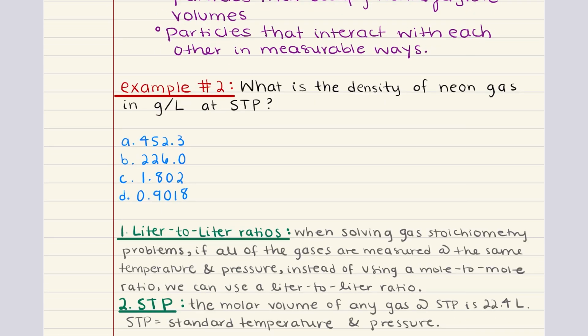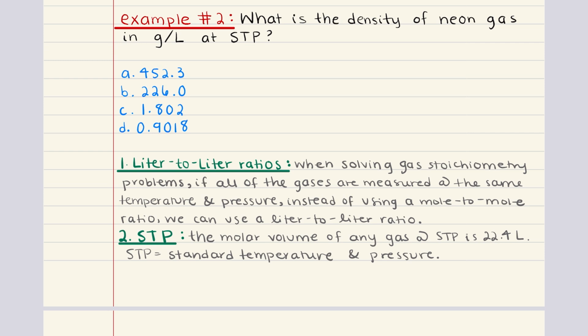Let's move on to problem 2. Problem 2 says, what is the density of neon gas in grams per liter at STP? Now, STP stands for standard temperature and pressure, which is defined as a temperature of 273 Kelvin and a pressure of 1 atmosphere. In addition, at standard temperature and pressure, 1 mole of an ideal gas occupies 22.4 liters.